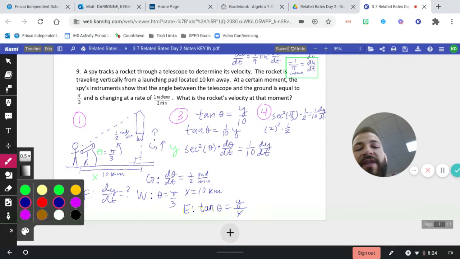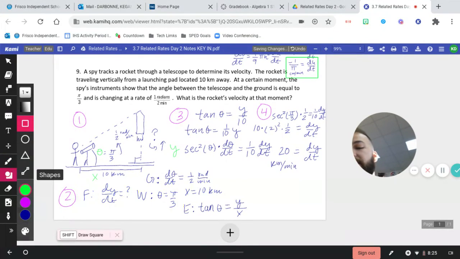I'm going to move over this 10. So 10 times 2 squared times 1/2 is equal to dy/dt. 2 squared is 4, 4 times 10 is 40, times 1/2 is 20. So 20 is equal to dy/dt. Our measurement of distance is kilometers and our measurement of time is minutes, so this would be 20 kilometers per minute. And that would be our answer.